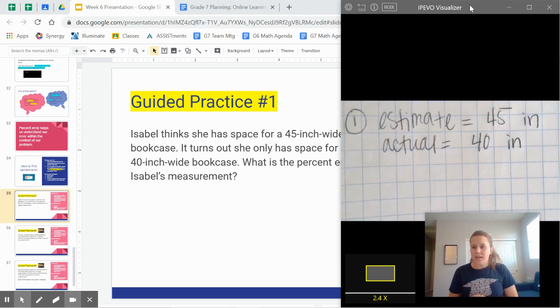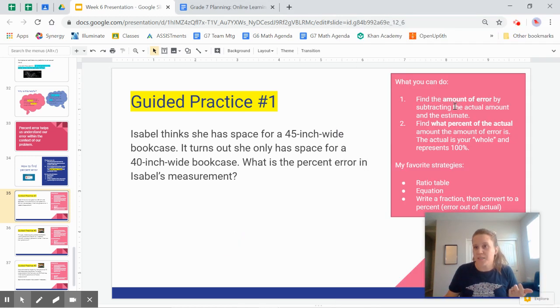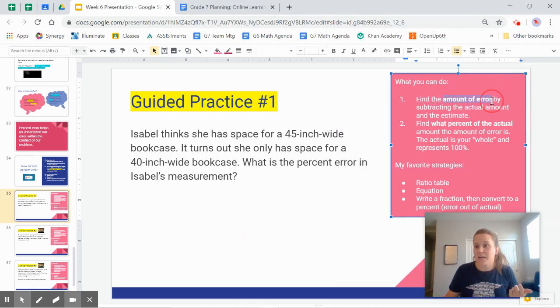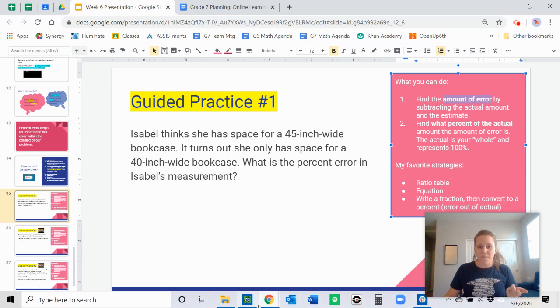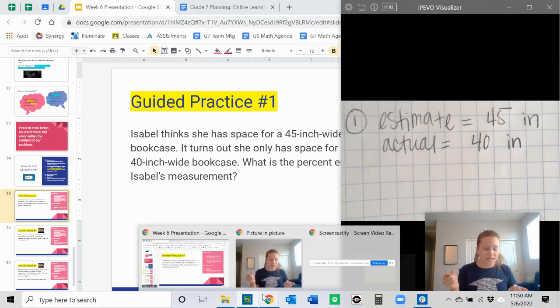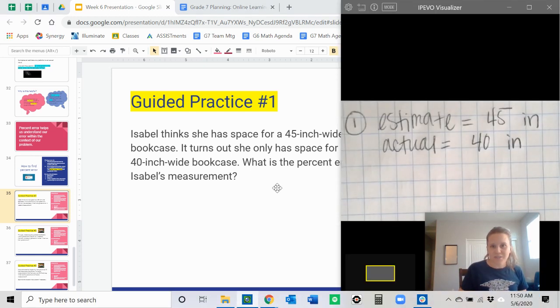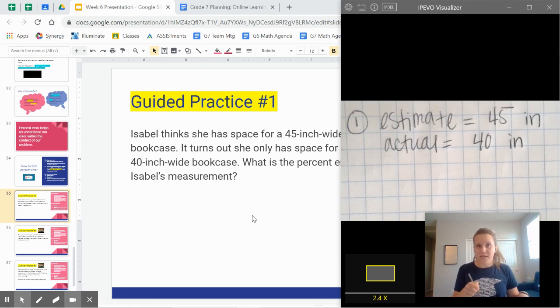Okay, so when I'm thinking about finding the percent error, the first thing that I'm going to do is find the amount of error. So how much was she off by? I do that really quickly by subtraction. I know you can do this in your head, but I want you to write it because you won't always be able to do it in your head, and it's going to help you understand and memorize that procedure.